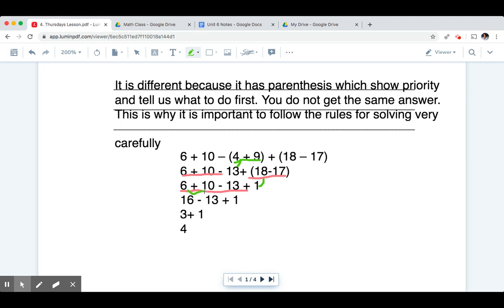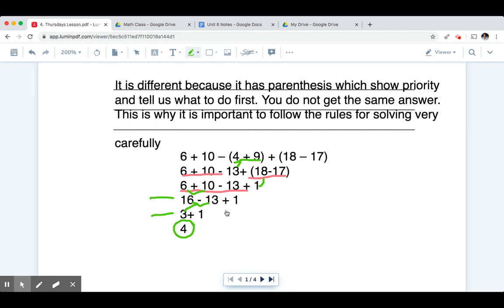6 plus 10 is 16. And I'll rewrite the rest of the expression. Then 16 minus 13 is 3. And I rewrite the rest of the expression. And my final answer, 3 plus 1 equals 4.